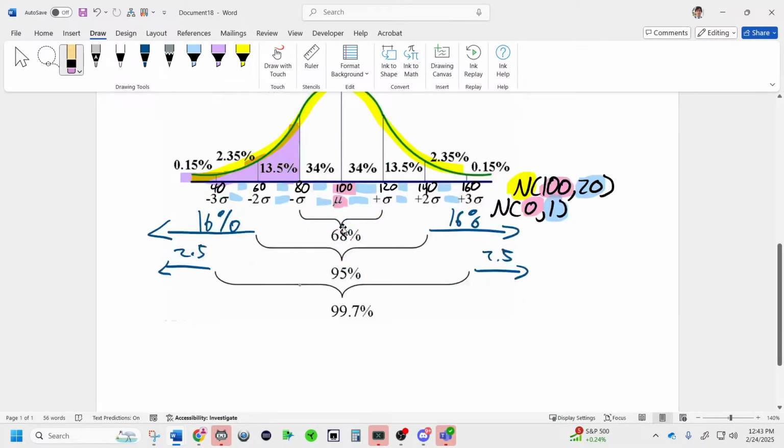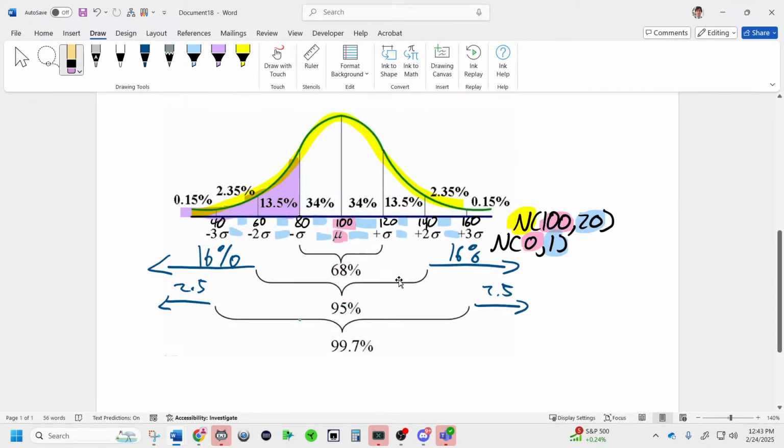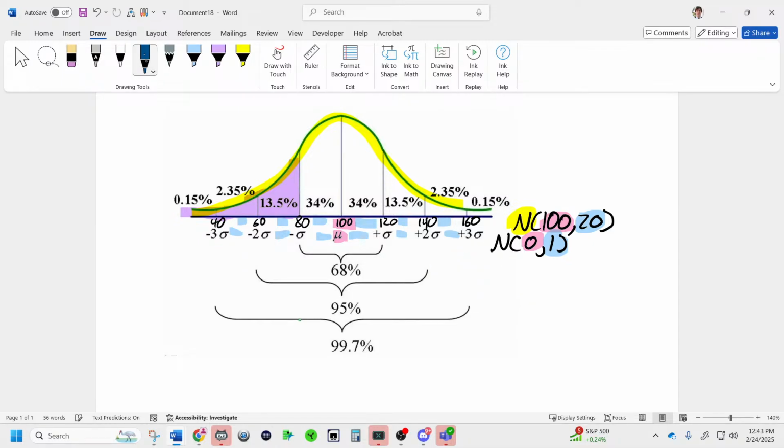Let's put the 90. Oh, I put these on the wrong numbers. Something looked a little off. Very sorry about that. That should be 16%. That's 16. And that's 2.5. And that's 0.15. Sorry about that.